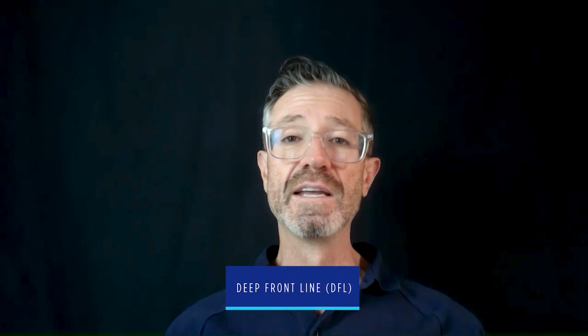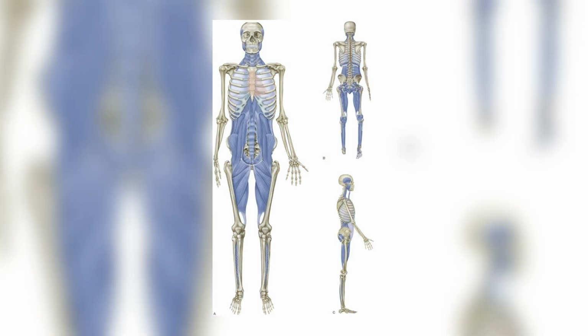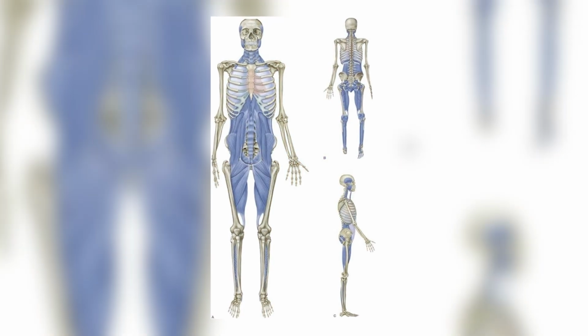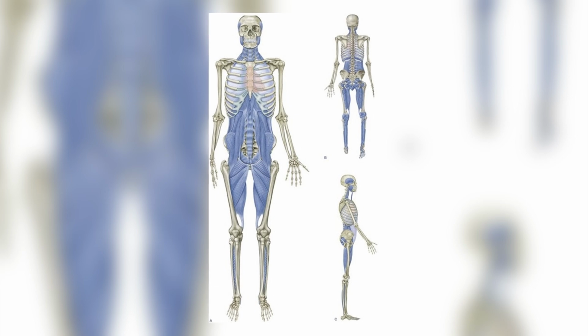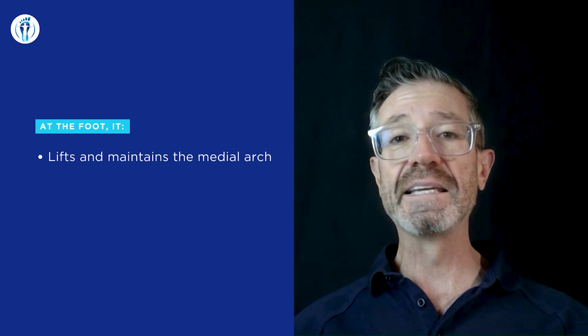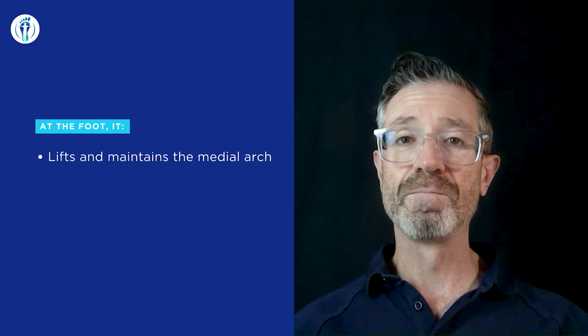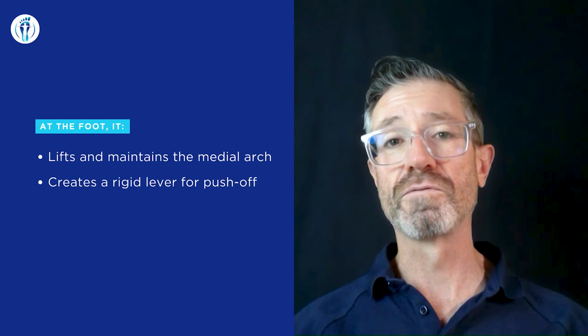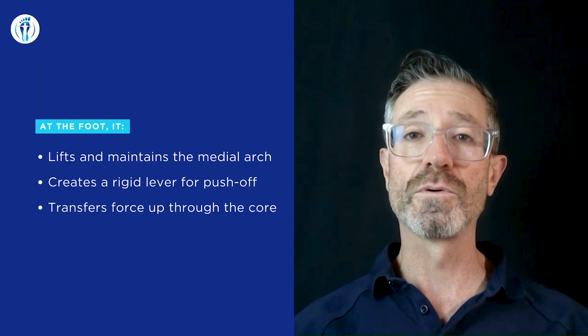The toe foot ties directly into the deep front line, giving us the ability to create stability and propulsion. Myofascially, it transfers force up through the tibialis posterior, the deep posterior compartment, the adductors, the pelvic floor, the diaphragm, and ultimately right up into the deep neck, jaw, and tongue. It's our body's central stabilizing system. At the foot, here's what it does. It lifts and maintains the medial arch. It creates a rigid lever for push-off. It transfers force up through the core.